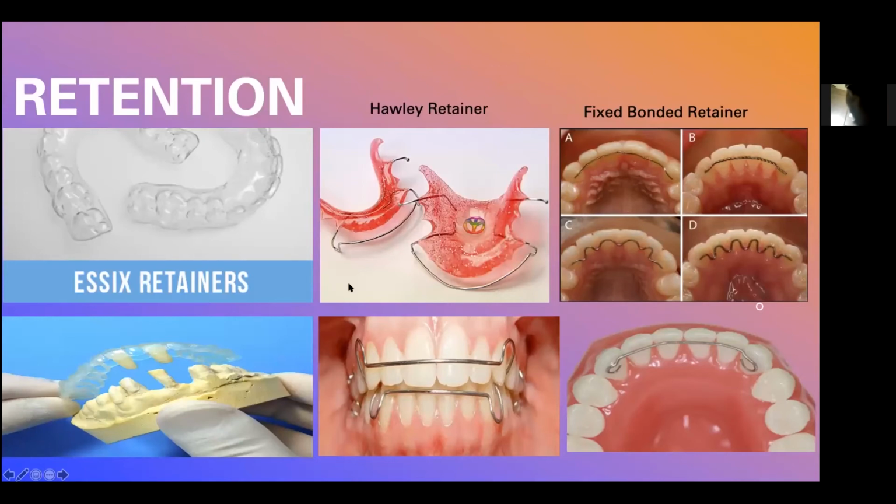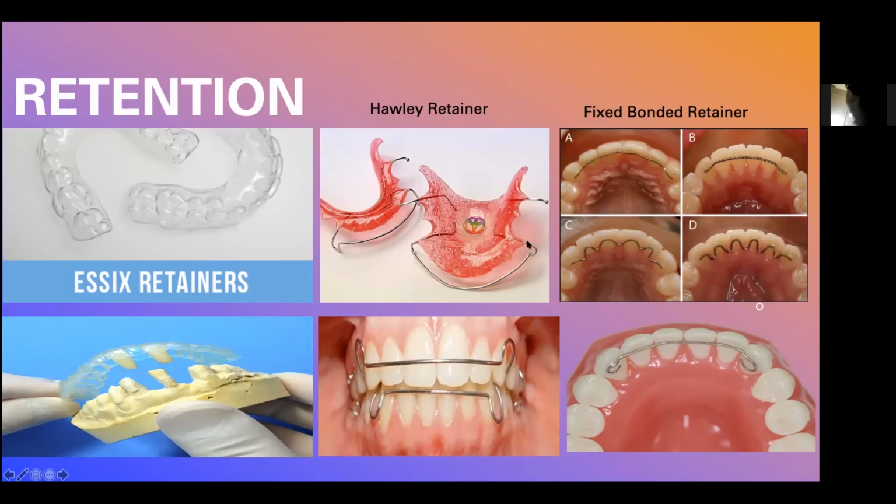And like I said, the last section of it is the retention, which after every single type of orthodontic treatment, we come into the retention part of it. And when it comes to retention, there are various different types of retention components that we can have. We can have the ESSIX retainer, which is used in adults and teenagers similarly. And we have the Hawley retainer, which is majoritively used in teenagers. And some of these have pros and cons.